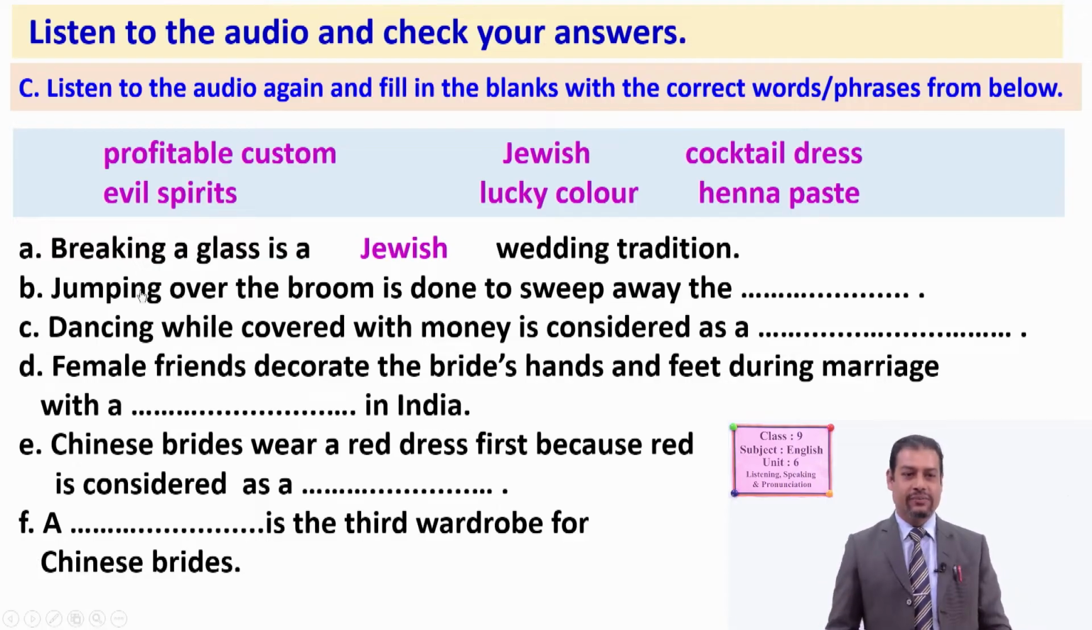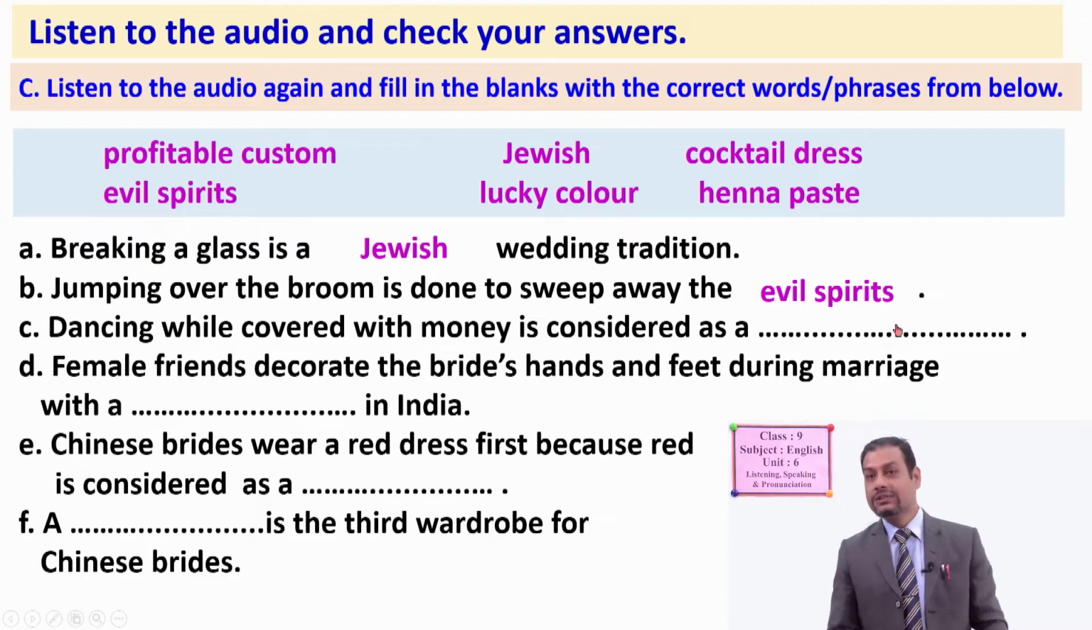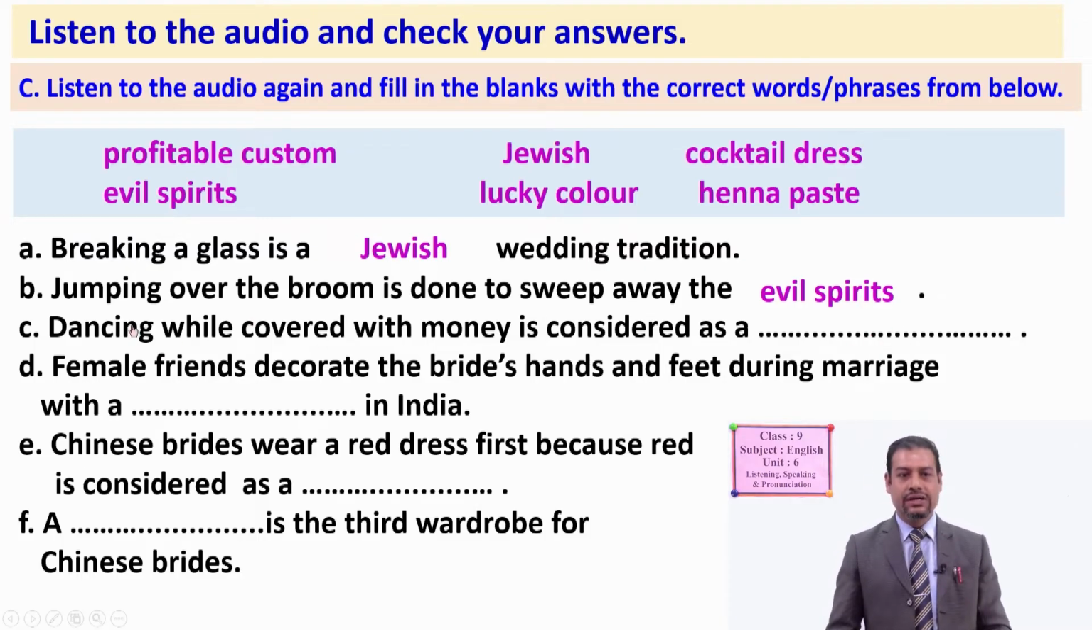All right. B, jumping over the broom is done to sweep away the... Now, which one is the correct one? Please tell me loudly. Oh, yes, you are again right. That is evil spirits. And our sentence becomes, jumping over the broom is done to sweep away the evil spirits.